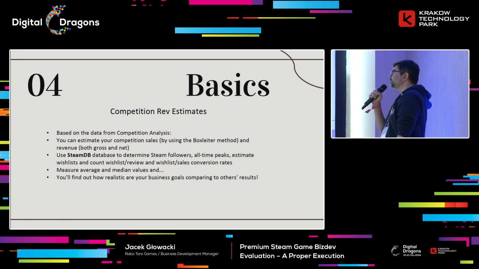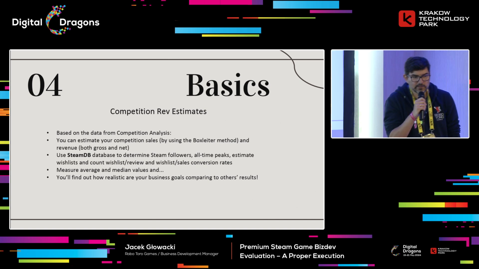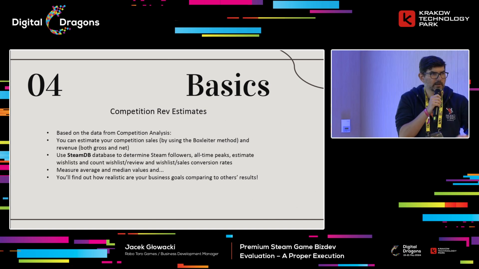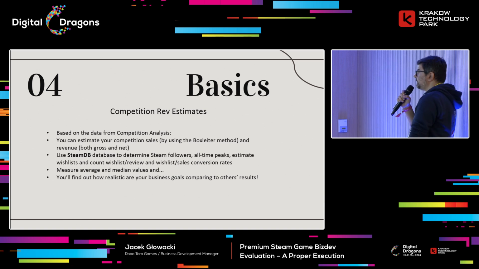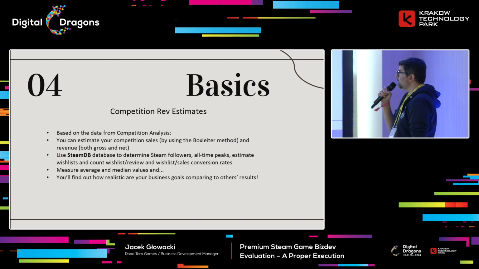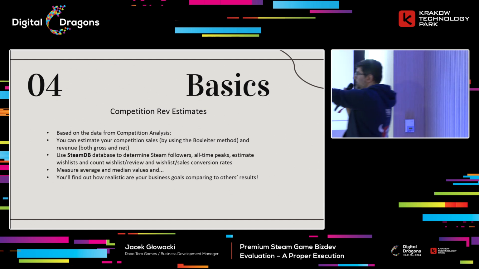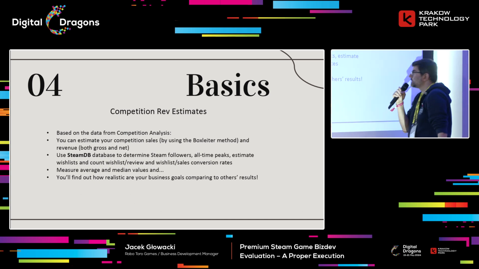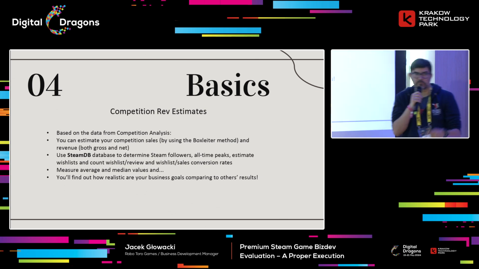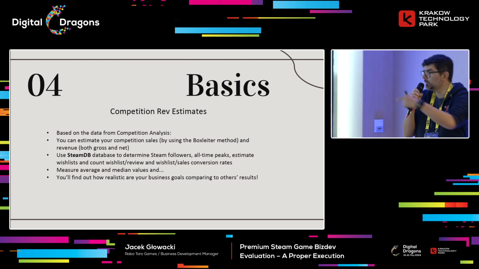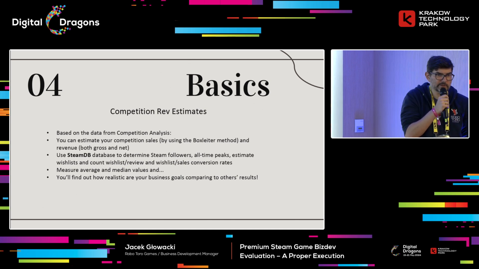Now, you have to remember that websites like SteamDB give you for free a lot of public information that is easily available to everyone at any time. Use SteamDB to determine Steam followers and all-time peaks, and estimate wishlists. Estimate wishlists, this is important. Steam followers is public data. All-time peaks is public data. Wishlists you can estimate by using the right algorithm, multiplying the number of followers by the right multiplier. Again, very easy to find online.